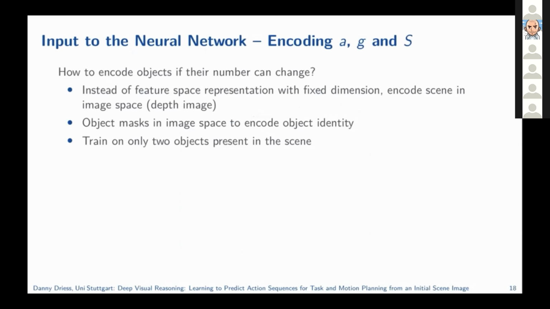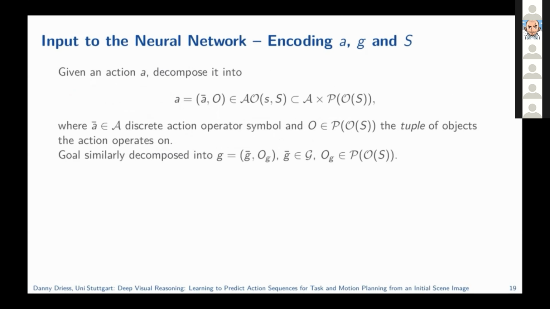Now the big question we have not talked about yet is how the actions, the goal and the scene can be input to the learning algorithm in a way that allows generalization over multiple objects. Fixed-sized feature vectors are problematic in this respect. Given an action A, we decompose it into A bar and O, where A bar is the discrete action operator symbol, for example grasp or place, and O is the tuple of objects the action operates on, for example box and table, if the action is to place a box on the table. The goal is similarly decomposed.